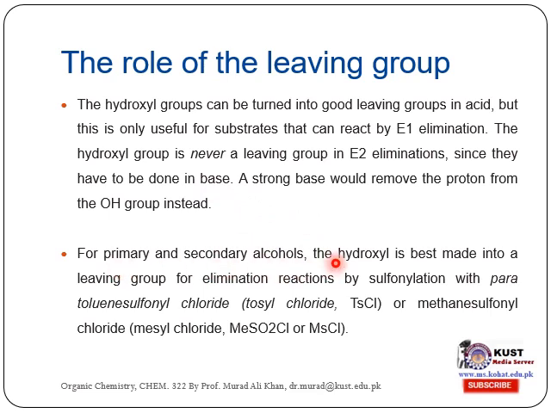For primary and secondary alcohols, the hydroxyl is best made into a leaving group for elimination by sulfonation with para-toluenesulfonyl chloride, normally called tosyl chloride, or methanesulfonyl chloride, mesyl chloride. So these can be made good leaving groups by reaction with tosyl chloride or mesyl chloride. And again, OH is never a leaving group in the E2 reaction.